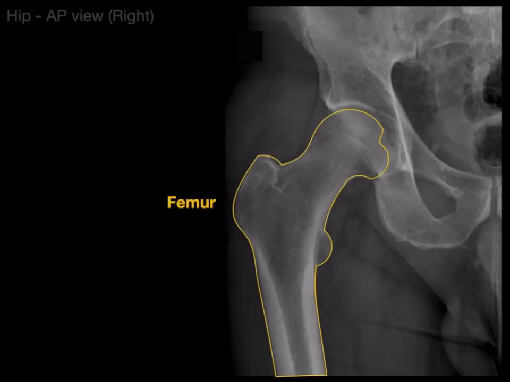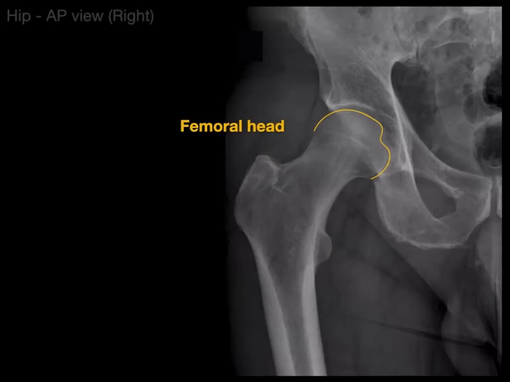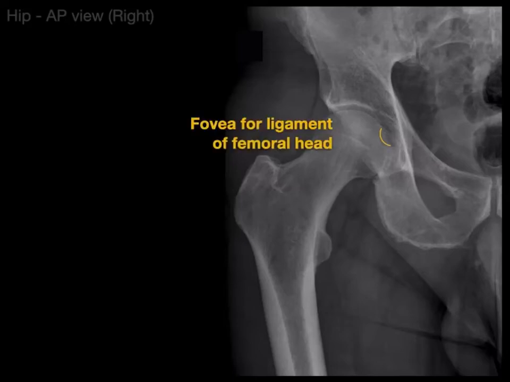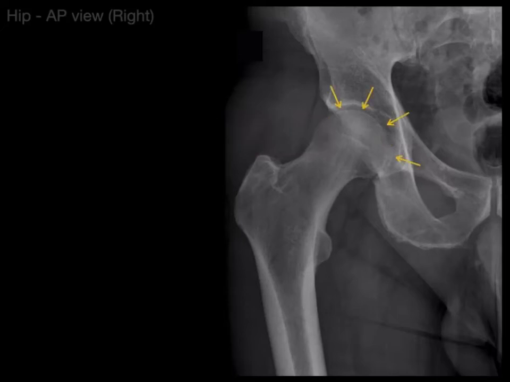Then this whole bone is the femur. The parts of the femur include the head of the femur, which looks rounded, like a head. That's the ball of the ball and socket hip joint. And that little divot right there is the fovea, for the ligament of the femoral head. And in that dark space here is the actual hip joint, that synovial ball and socket joint.